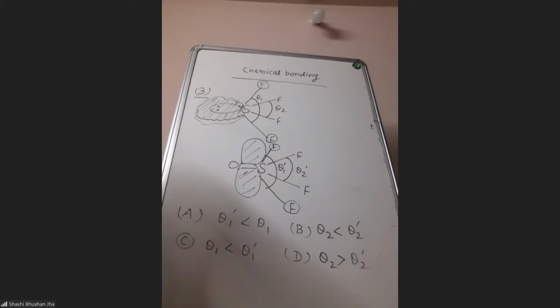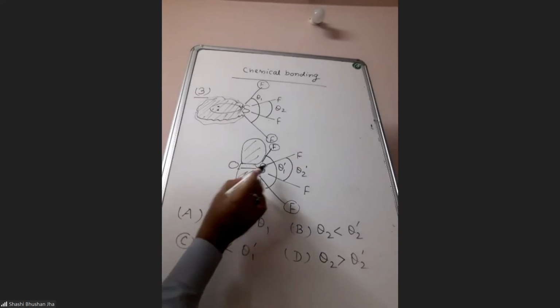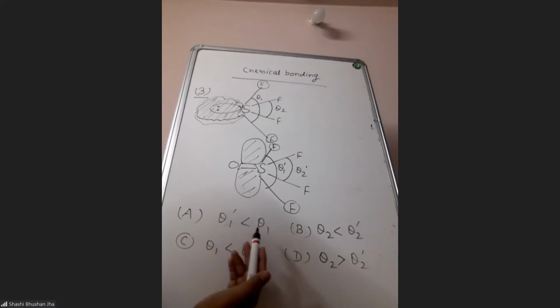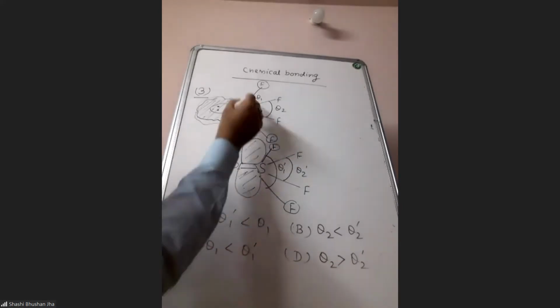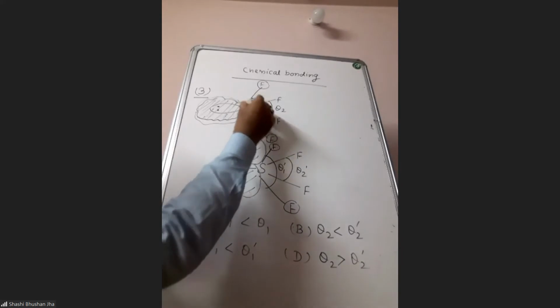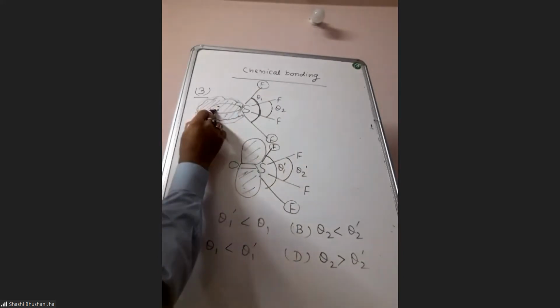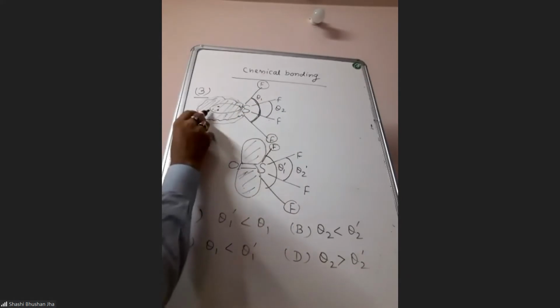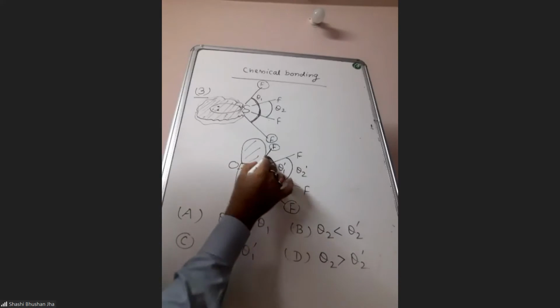So now, if you compare the angles, you have to compare θ1 and θ1 dash. θ1 is the angle between these two axial bonds. In the first case, these axial bonds are less repelled by the lone pair. But in the second case, the axial bonds are more repelled. So if axial bonds are more repelled, what will happen? The bond angle will decrease.